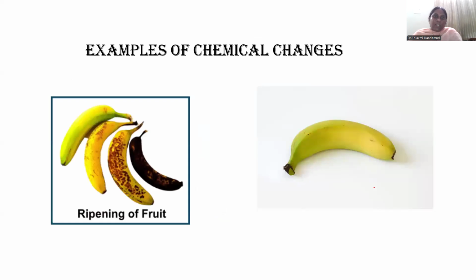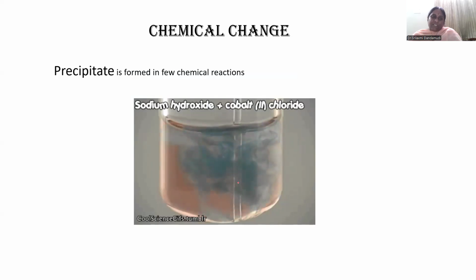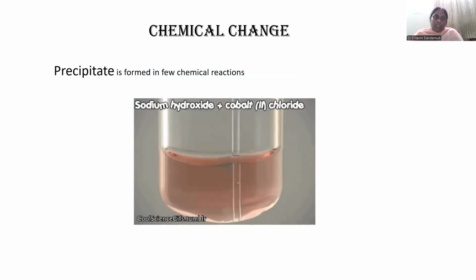Next, another chemical change is the ripening of fruit. Generally, raw fruit is like this. After a few days of ripening, it converts like this. This is a small animation regarding the ripening of fruit. Next, this is another chemical reaction, the precipitate reaction. What is happening when sodium hydroxide is mixed with cobalt chloride? An insoluble product is formed here. This insoluble product is called a precipitate.